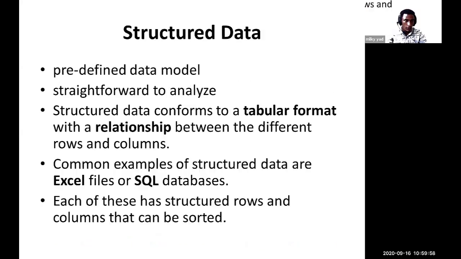Okay. So when we see structured data, structured is a predefined data model, so it is also simple to analyze. Structured data is conformed to a tabular form with a relationship between the different rows and columns. So structured data is organized in a column and row manner.